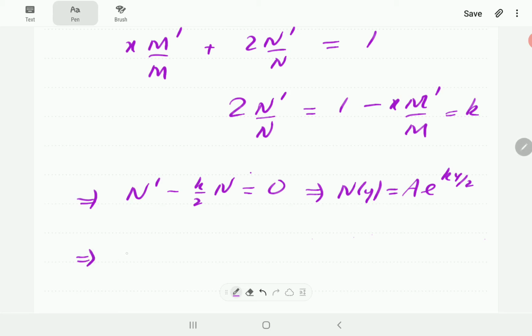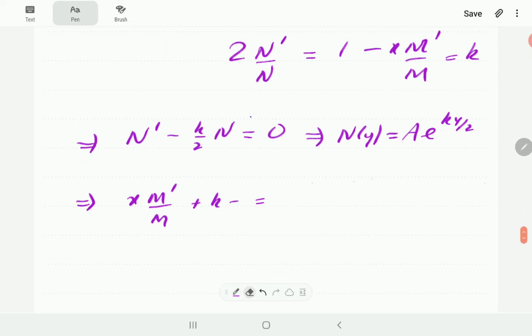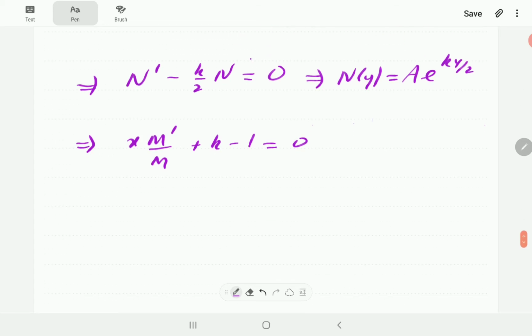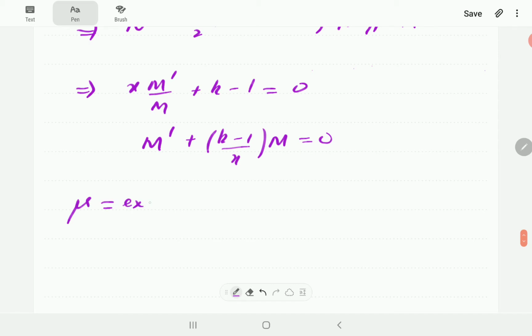The second one, which is a function of x, I think is such that it demands us to go through it a bit slower. We're going to do this one more step by step. If we multiply by m here and divide by x, we're going to have m prime plus k minus 1 over x m equal to 0. Then the integrating factor is going to be the exponential of the integral of k minus 1 over x dx. Okay.